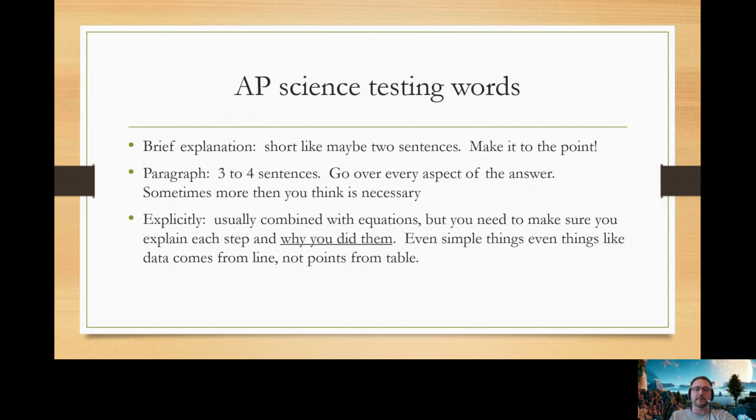A couple things, AP Science testing words. These are a couple words you want to make sure you know. A brief explanation is going to be short, maybe 2 sentences. Make it to the point. That's kind of what that means. You make these long and they start taking points off.